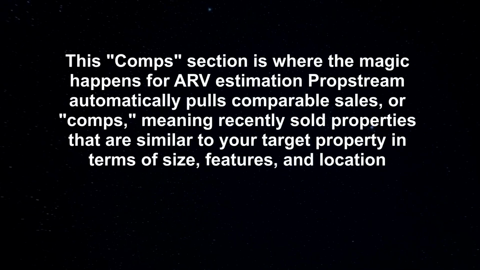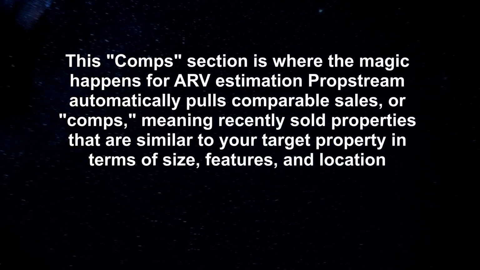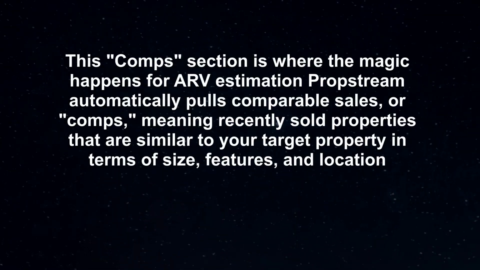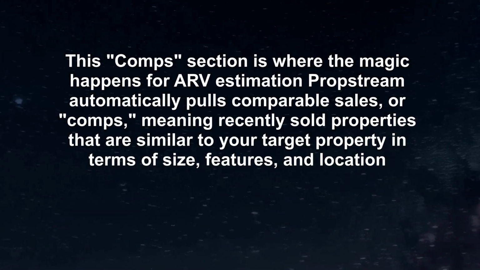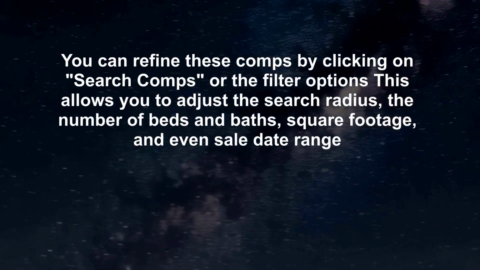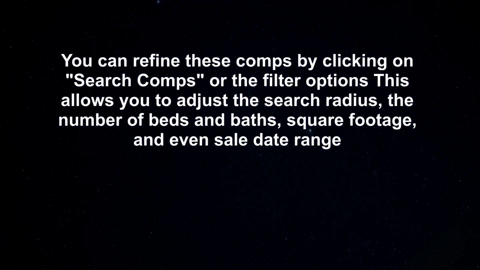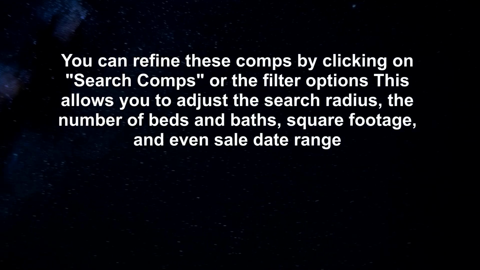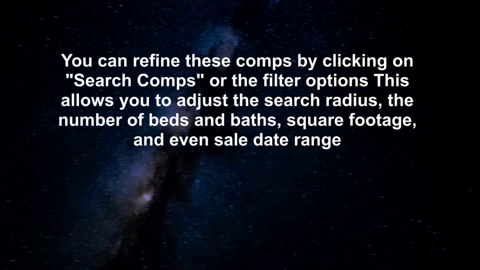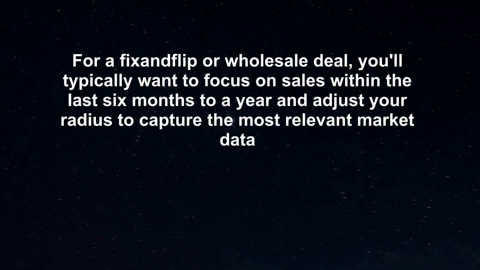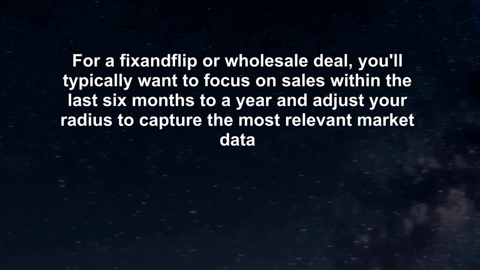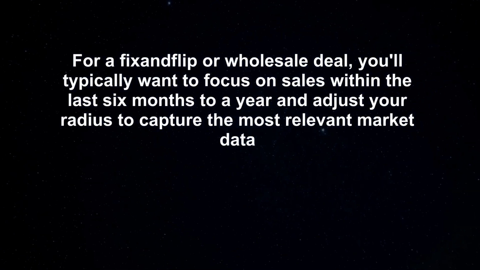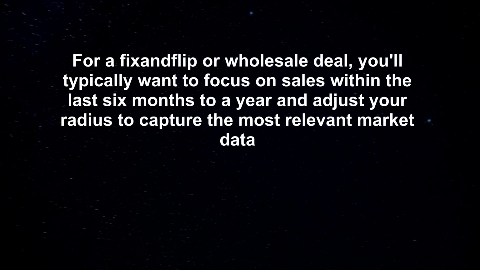PropStream automatically pulls comparable sales, or comps, meaning recently sold properties that are similar to your target property in terms of size, features, and location. You can refine these comps by clicking on Search Comps, or the filter options. This allows you to adjust the search radius, the number of beds and baths, square footage, and even sale date range. For a fix and flip or wholesale deal, you'll typically want to focus on sales within the last 6 months to a year and adjust your radius to capture the most relevant market data.